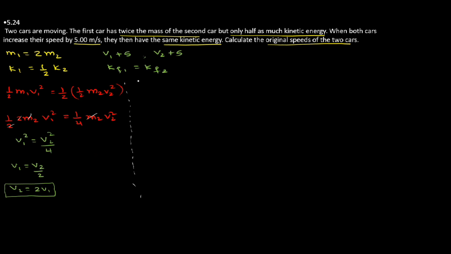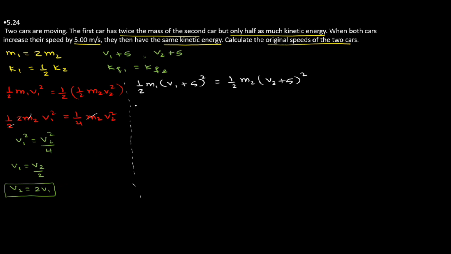So I can write this as half m1 (v1 plus 5) squared equals half m2 (v2 plus 5) squared. Both velocities have been increased by 5, so I've written v1 plus 5 and v2 plus 5. And when we do that, their kinetic energy becomes equal. Now we can again substitute the value of m1, which is 2 times m2. Along with that, I'm going to write v2 as 2 times v1 over here.